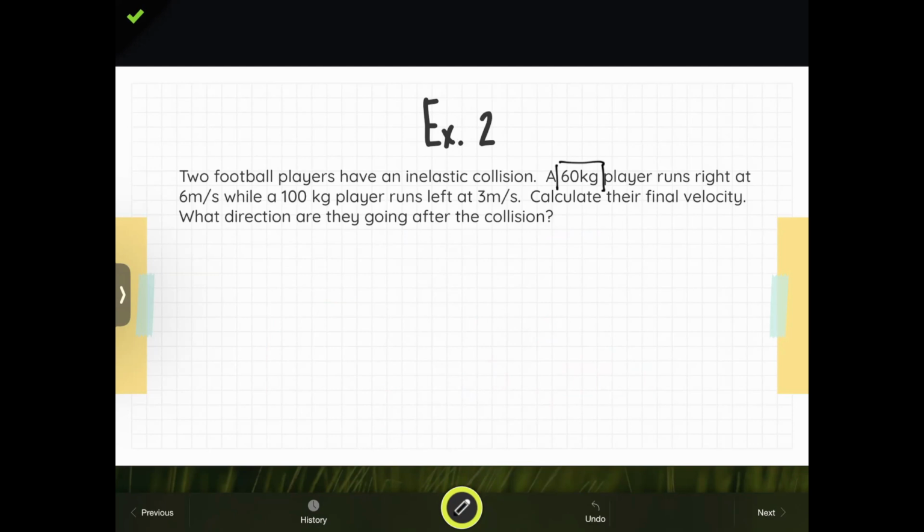I have one player running to the right at positive 6 meters per second because it's to the right, and a 100-kilogram player running to the left at 3 meters per second. So remember that's going to be negative. Again, they stick together and we want their final velocity.